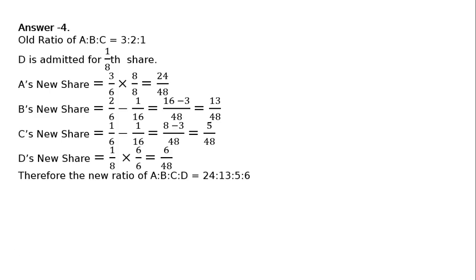Therefore, the new ratio of A is to B is to C is to D is equal to 24:13:5:6. And this is the final answer.